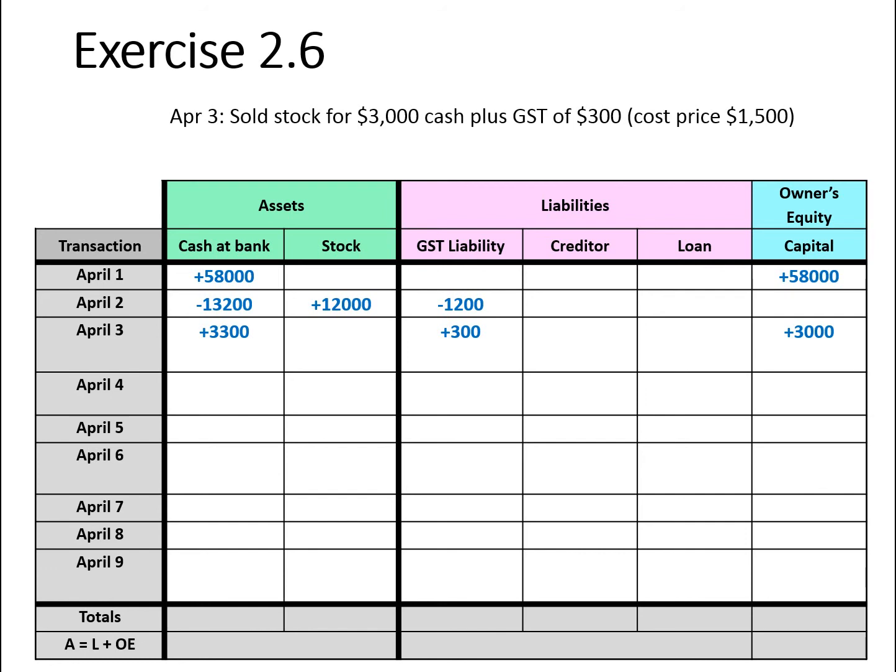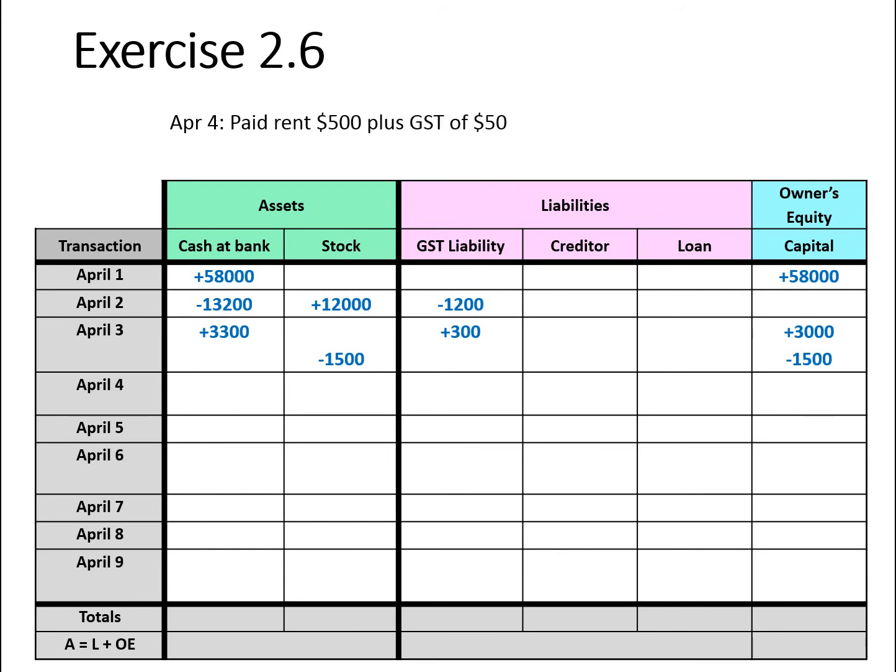will increase owner's equity. But we can't make a sale without a cost of sale, so we need to factor in the fact that I had to give up $1,500 of stock to make this sale, so stock is decreased. The other effect of that is it becomes what's called a cost of sale expense, and expenses will decrease owner's equity. April the 4th, paid rent $500 plus GST. Business has $550 less cash, so cash will decrease. Been charged GST, so GST will go down, and rent is an expense, so that'll decrease owner's equity.